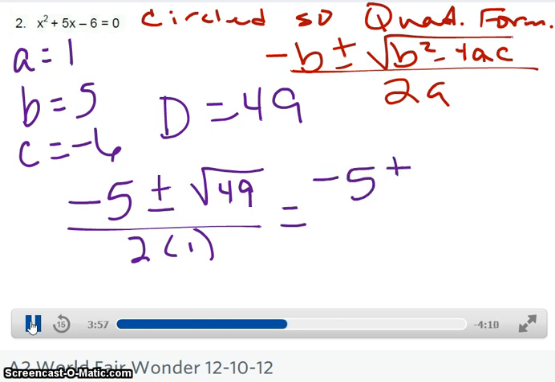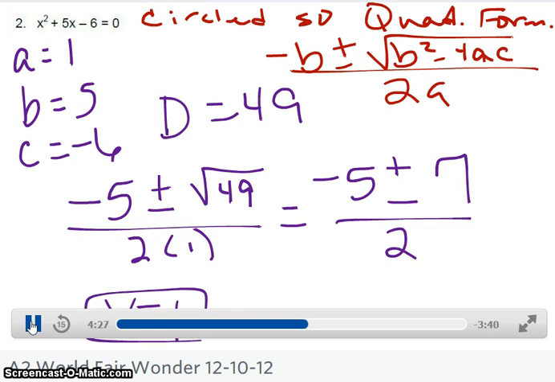So negative 5 plus or minus square root of 49. Check it in your calculator in case it's a perfect square, and it is. So plus or minus 7 all over 2. Notice that since it was a perfect square, when I wrote the 7 down, it does not have a square root over it anymore. That's gone. We've got to get our two answers. You're going to say negative 5 plus 7, enter, divided by 2, enter, and x equals 1. Now do negative 5 minus 7, enter, divided by 2, enter, and x equals negative 6.